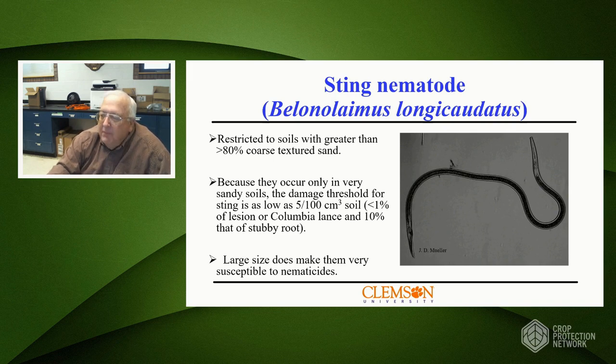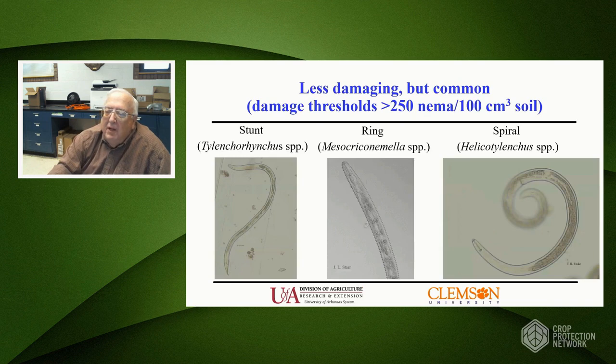So there's also, I was going to cover 3 other nematodes: stunt, ring, and spiral. These really don't cause a lot of yield loss in corn, but they're extremely common. Spiral nematode is probably the most common nematode that we recover from any of our fields, whether it's a cornfield, a cotton field, a soybean field. We're going to find spiral nematode in there. It occurs in turf grass. It's in almost every field that we have in South Carolina.